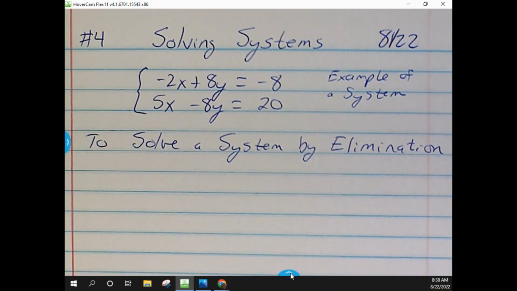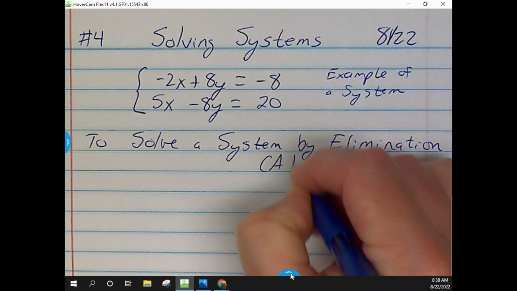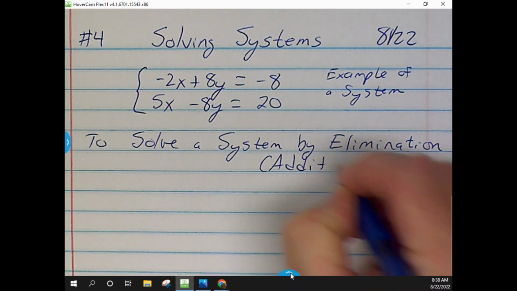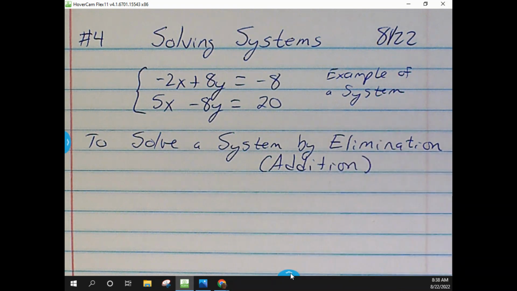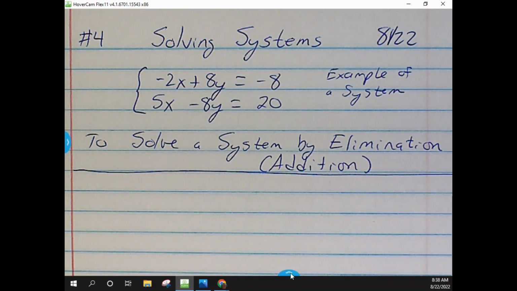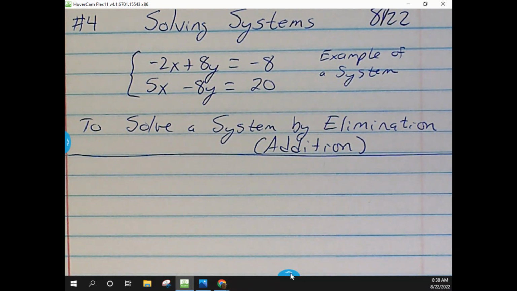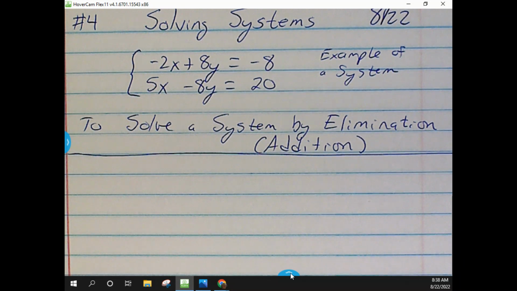And sometimes instead of calling it elimination, they will call it the addition method. Every book is a little different. Sometimes they'll say elimination method. Sometimes they say addition method. It's the same way that you go here.